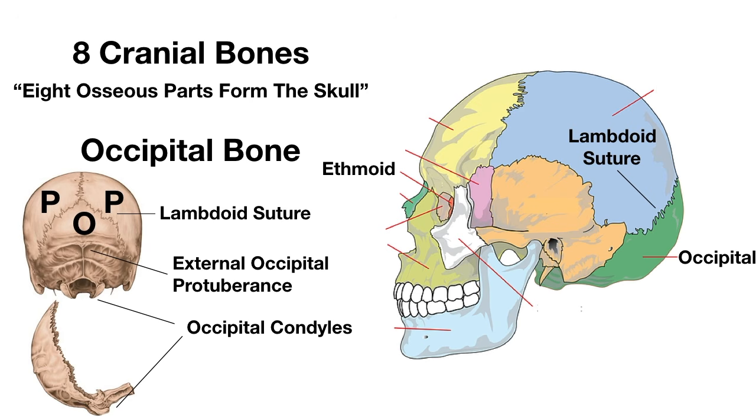The next important feature to know about the occipital bone is the occipital condyles. These are small protuberances at the base of the occipital bone that articulate with the first cervical vertebra, or C1, also known as the atlas.